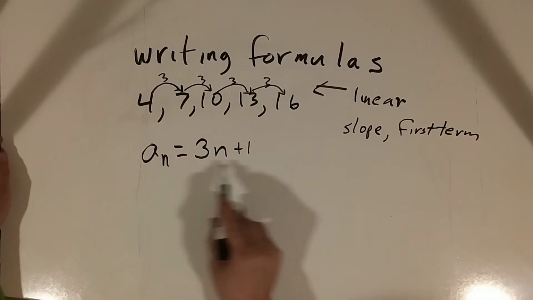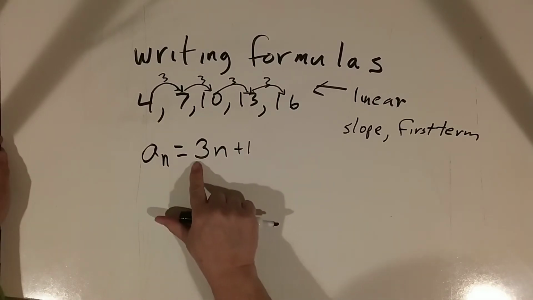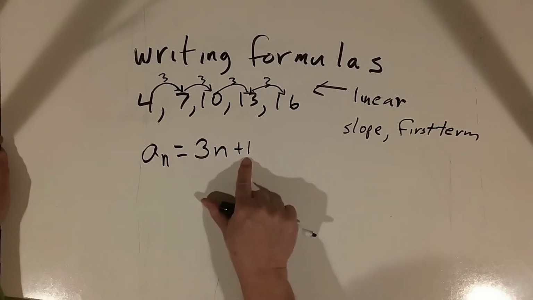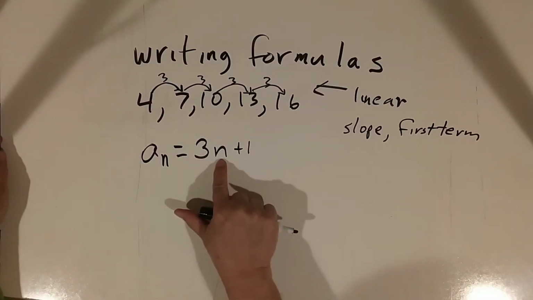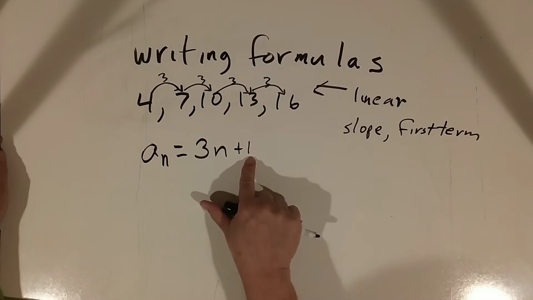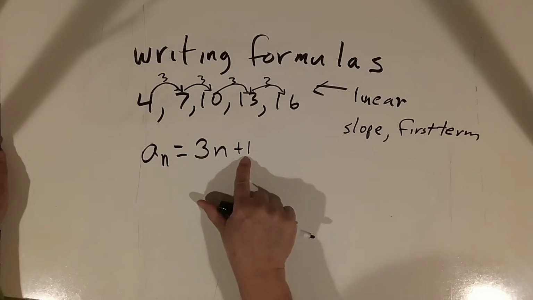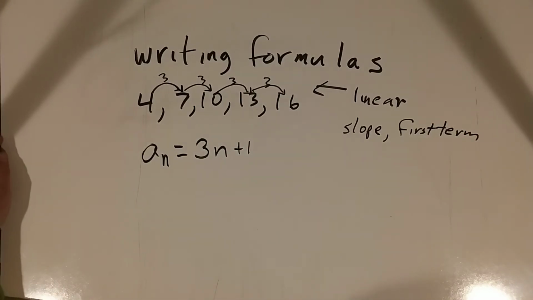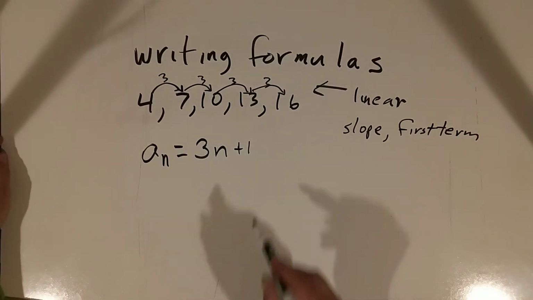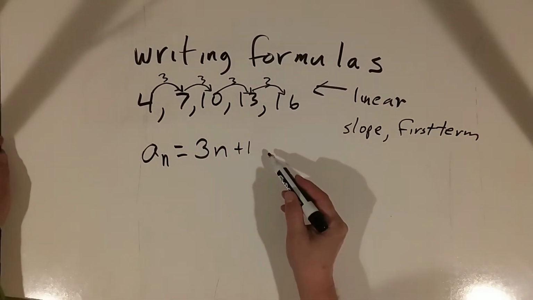And this is my formula, and you can see 3 times 1 is 3, plus 1 is 4, 3 times 2 is 6, plus 1 is 7, 3 times 3 is 9, plus 1 is 10, 3 times 4 is 12, plus 1 is 13. I get the sequence that I was looking for. This is the general formula, but what about a recursive formula?